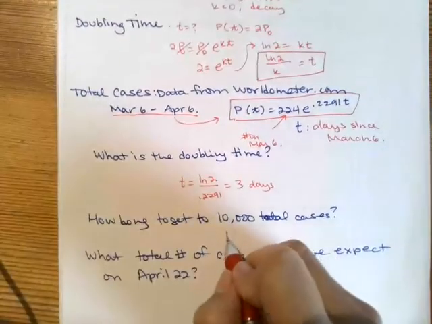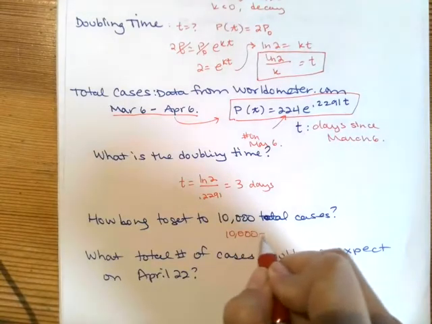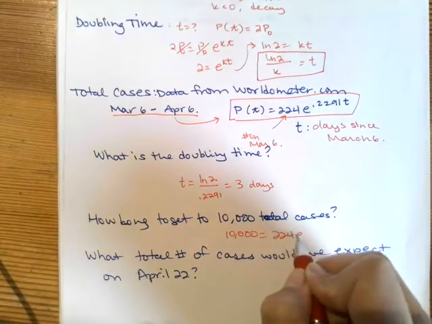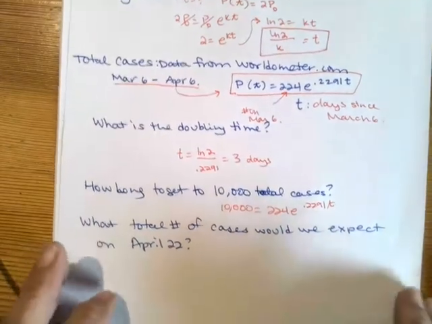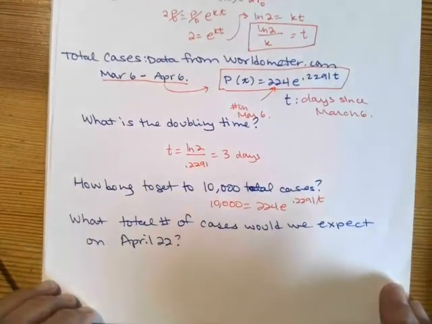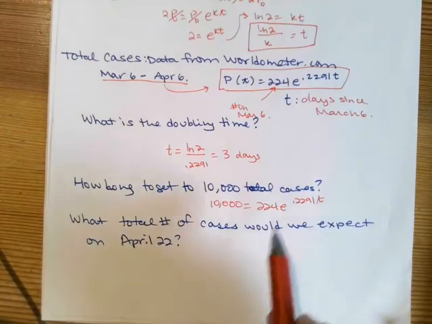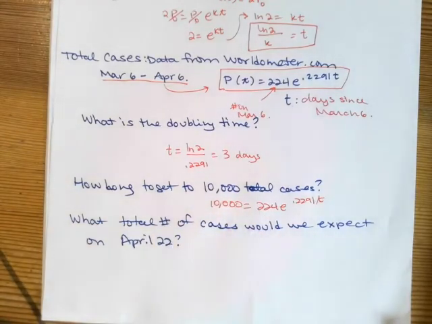So 10,000 equals 224 e to the 0.2291 t, and we're going to solve for t. So again, let's go ahead and do it. We'll divide both sides by 224.